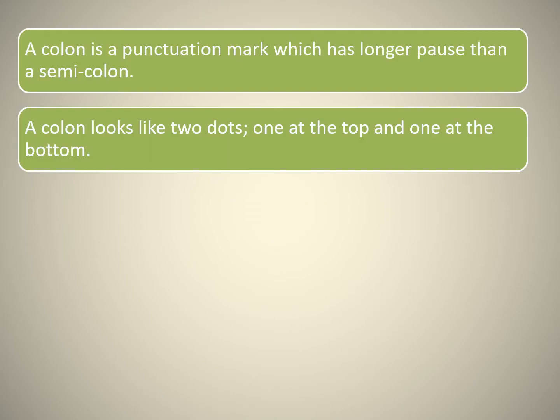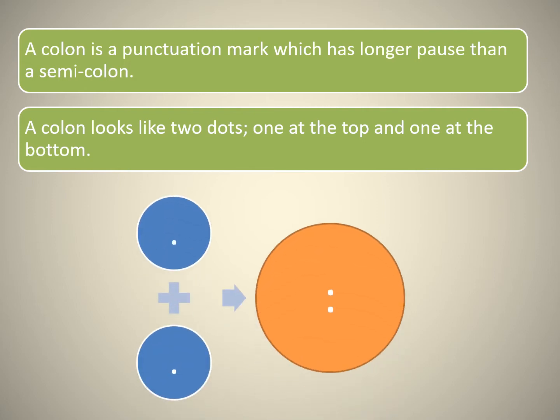What is a colon here? A colon is a punctuation mark which has a longer pause than a semicolon. A colon looks like two dots. See here, one dot at the top and one dot at the bottom. So two dots. Remember that.